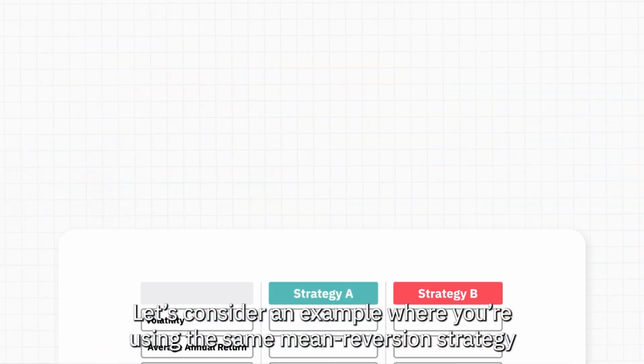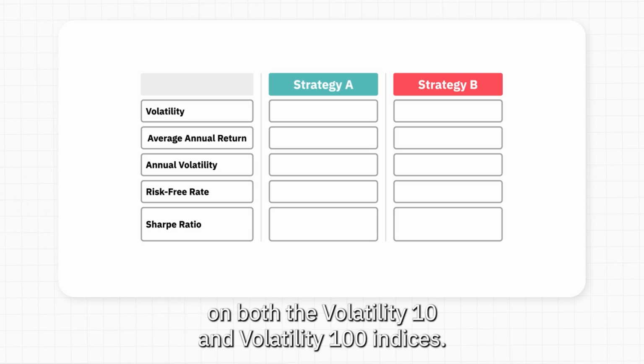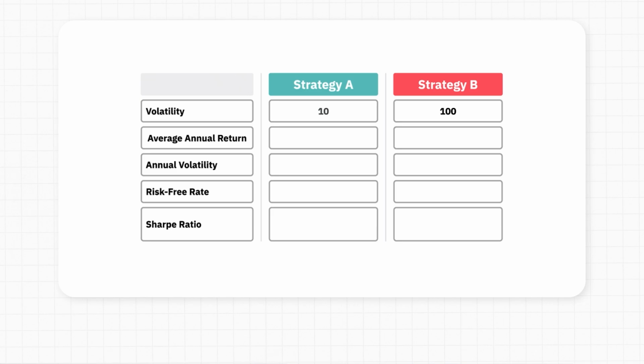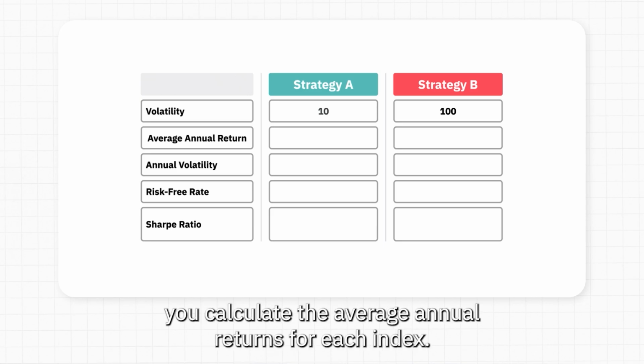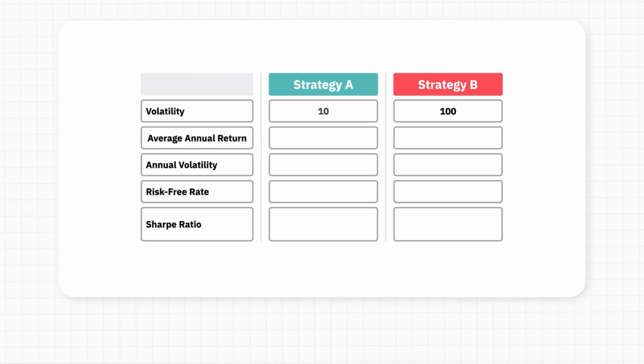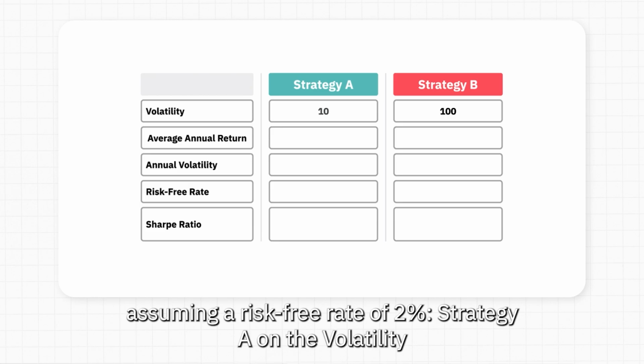Let's consider an example where you're using the same mean reversion strategy on both the volatility 10 and volatility 100 indices. After testing this strategy on the demo account, you calculate the average annual returns for each index. The next step is to evaluate the Sharpe ratio for both, assuming a risk-free rate of 2%.